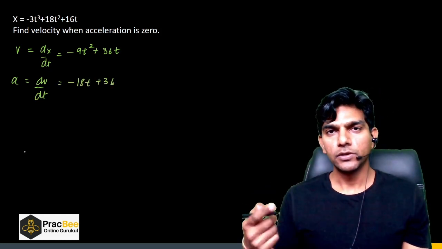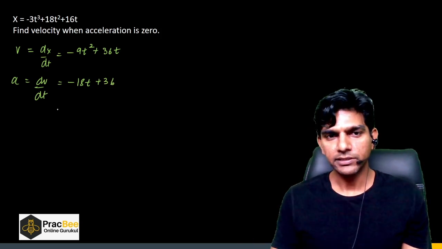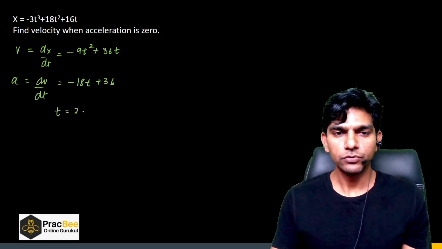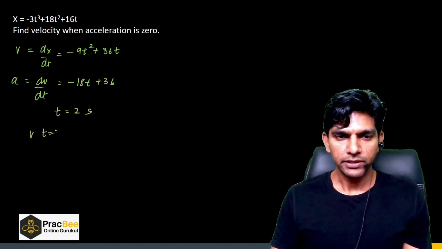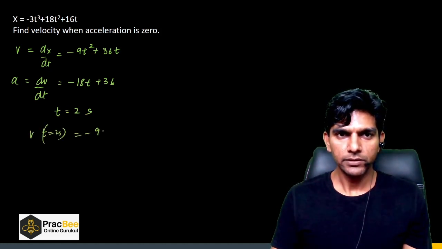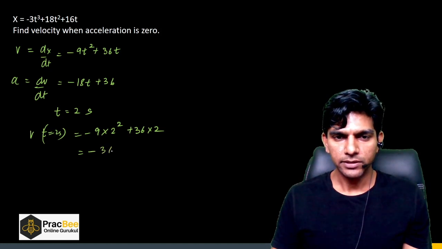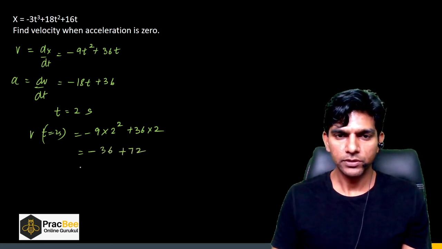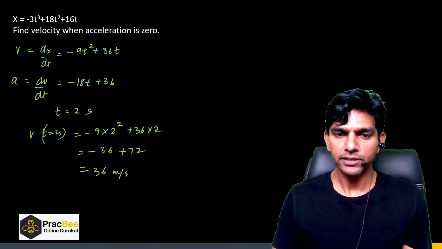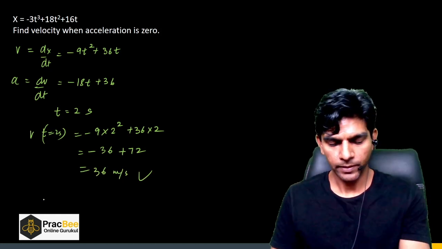Now we have to find the velocity when acceleration is 0. So you can clearly see that acceleration is 0 at t equals 2 seconds. So velocity at t equals 2 seconds will be minus 9 into 2 square plus 36 times 2. So this will be minus 36 plus 72. So 36 meter per second is the answer of this question.